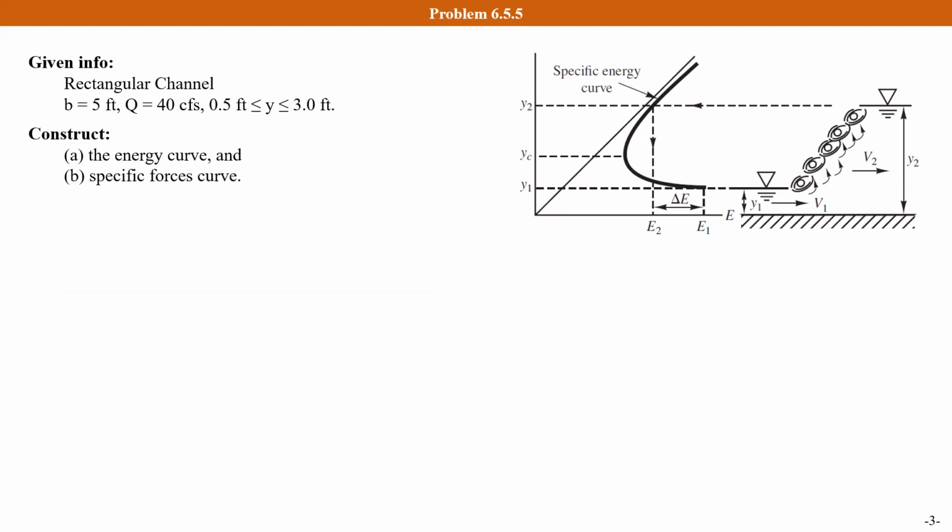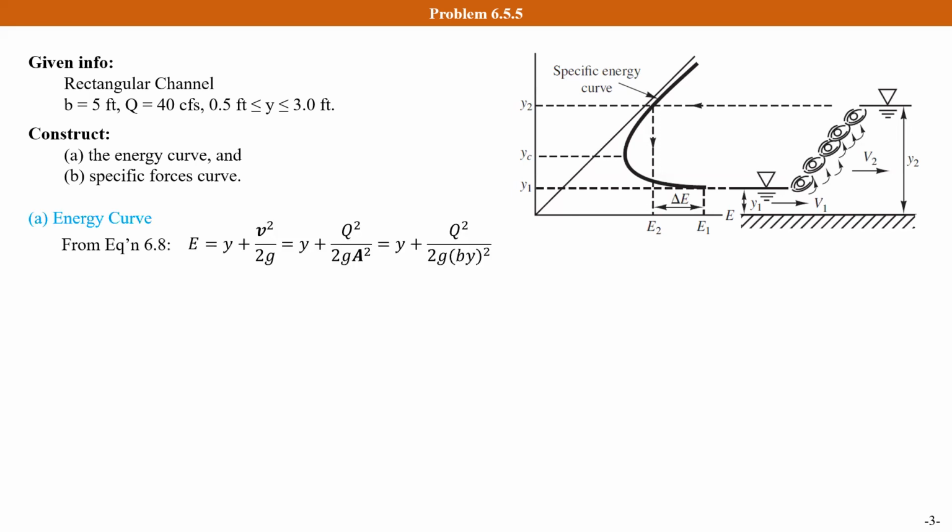Now let's move on to the third problem. The third problem asks us to construct the specific energy and specific force curves for a 5 feet wide rectangular concrete channel that carries 40 cubic feet per second. We need to use 0.5 feet depth increments up to 3 feet. Now let's solve the energy curve first.